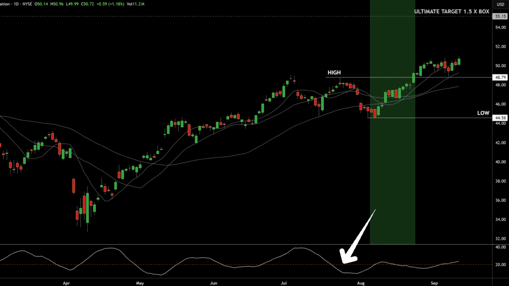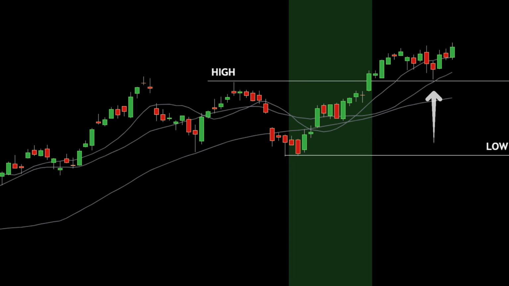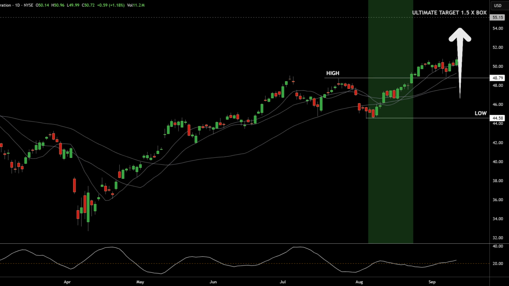And once price breaks out, this chart gives a pullback. Enter on the break of the pullback candle. Stop goes under the averages and your profit target is set at 1.5. I also want you to notice that the ADX is rising and it's going above the 20 level. That just shows an increase in trend strength.